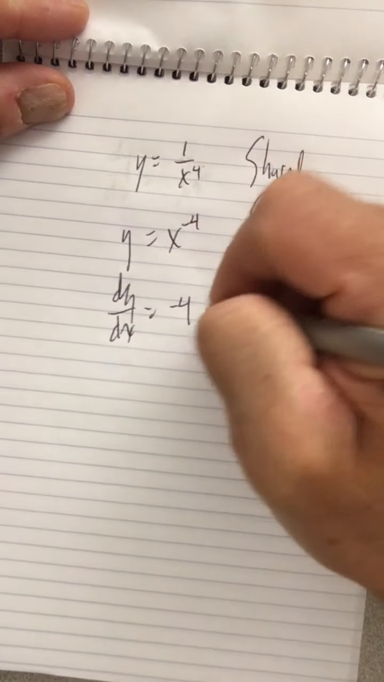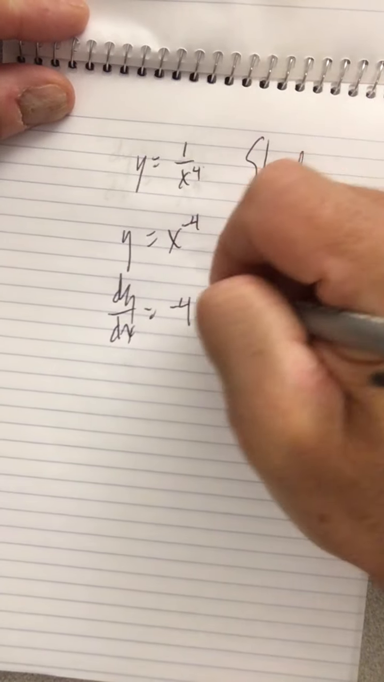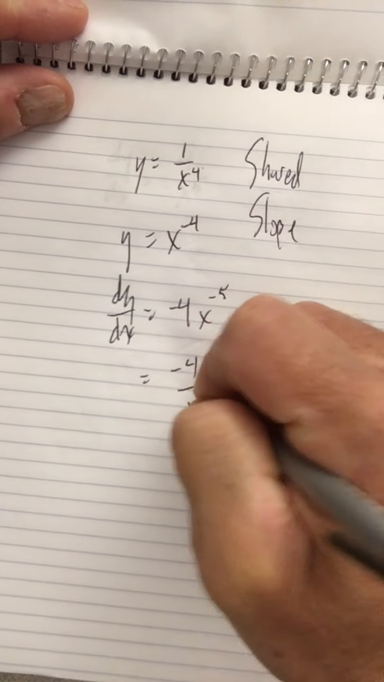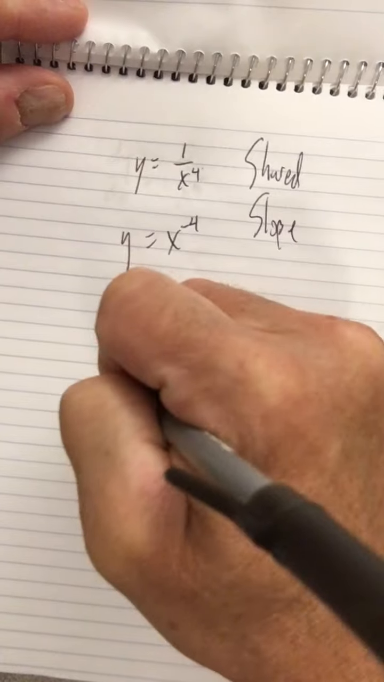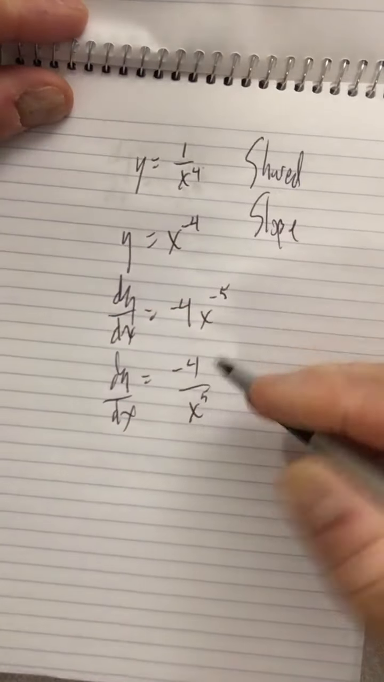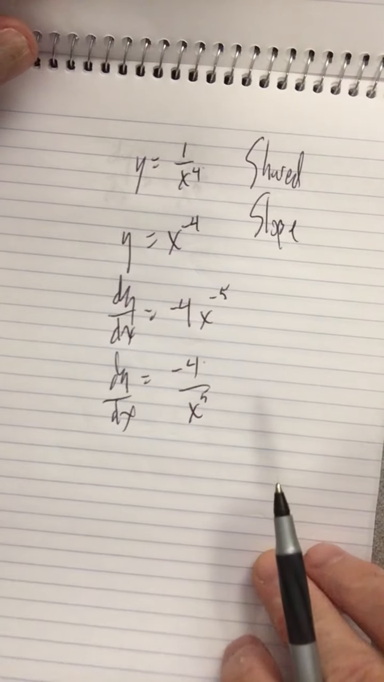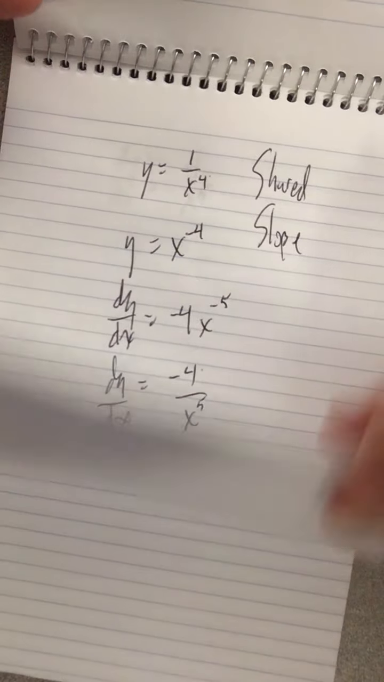I bring the negative 4 out front, and I subtract 1 here. That gives me negative 5. And so my slope formula is negative 4 over x to the 5th. Now, I want to get this shared slope. What do I do? Well, I take this, that was negative 4 over x to the 5th.